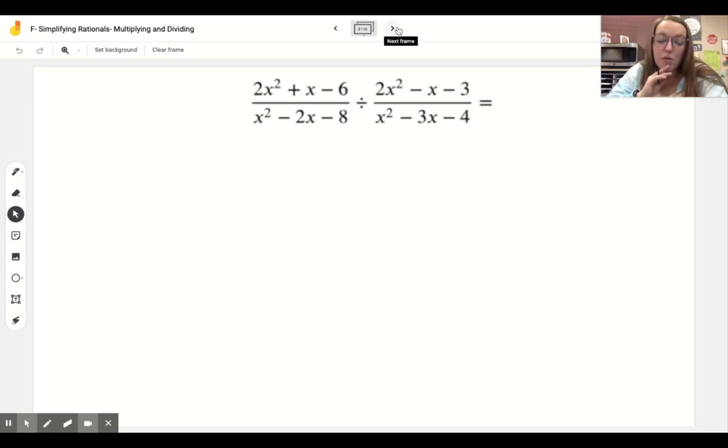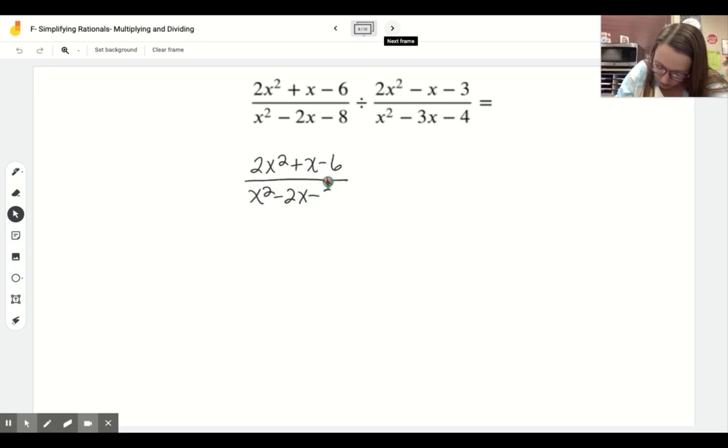Let's do one more. And I'm going through the factoring parts pretty quick. If it takes you longer to factor, that's okay. I'm not going to ask you to do a lot of these. Just doing the hardest ones together. So it's division. So we're going to keep the first fraction. We're going to change the division to a multiplication, and we're going to flip the second fraction.